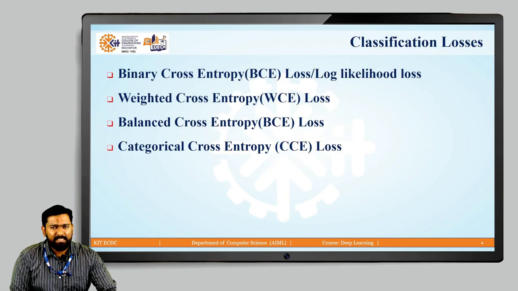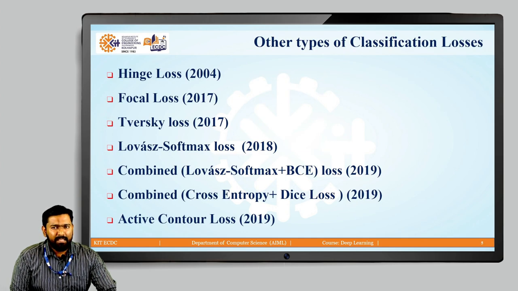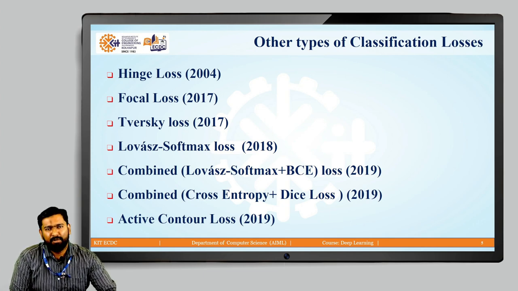Coming to the classification losses, there are a lot of different types. We are mainly discussing only the cross entropy loss. Out of that, we have first binary cross entropy loss, weighted cross entropy loss, balanced cross entropy loss, and categorical cross entropy loss. These are other types of classification losses: hinge loss, focal loss, softmax loss, combined softmax plus BCE loss, etc. But we are not going to discuss any of these losses here.